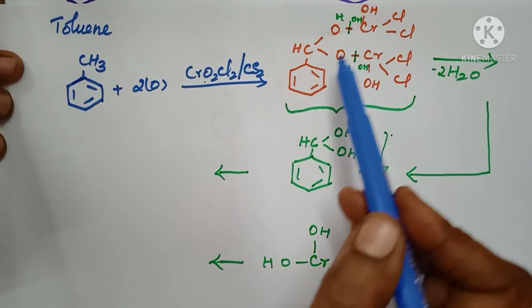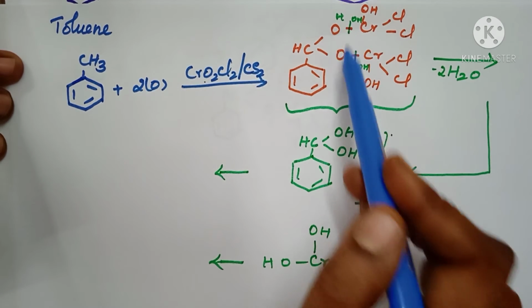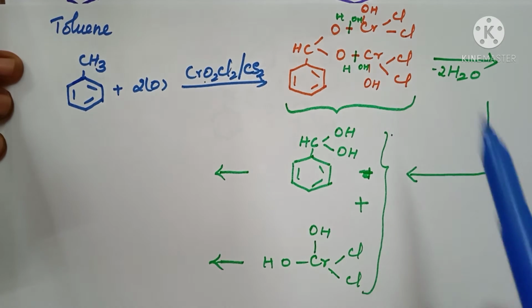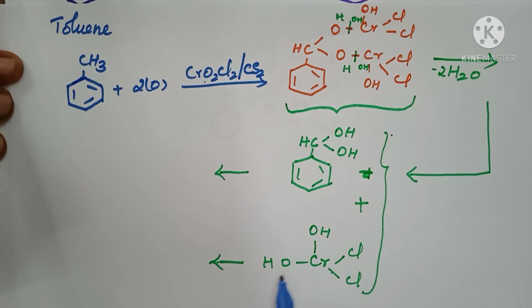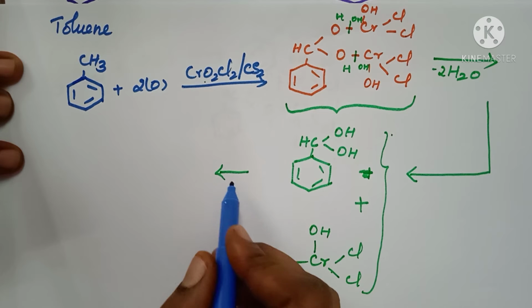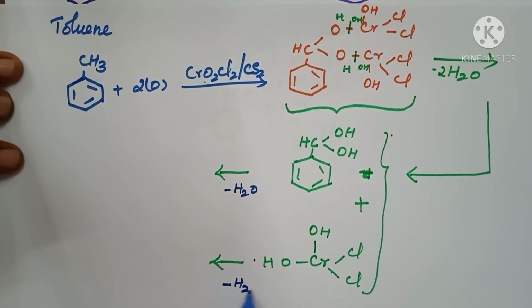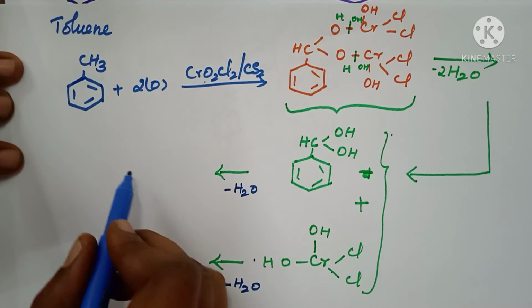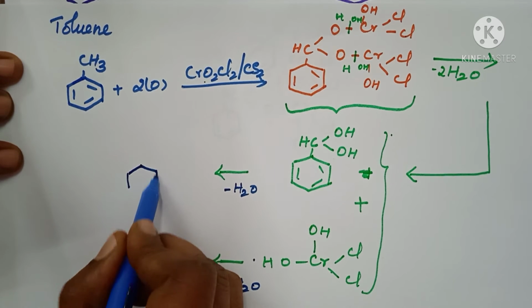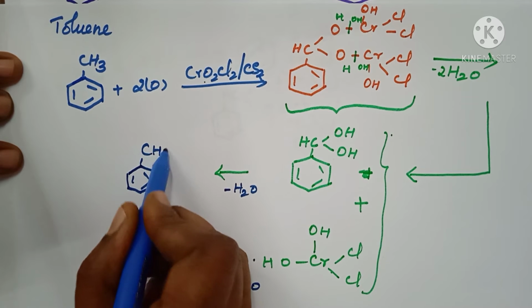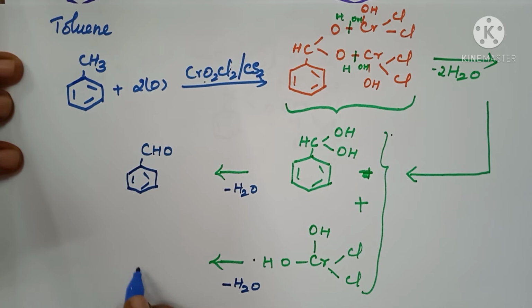In this, the same HC attached with OH, this product we are receiving. Then the other product, it is Cr, here OH, here OH, and Cl. It is maybe 2. Okay, now next one, here again the water molecules are removed, and here you are receiving the benzaldehyde compound, CHO, and here what are you getting?